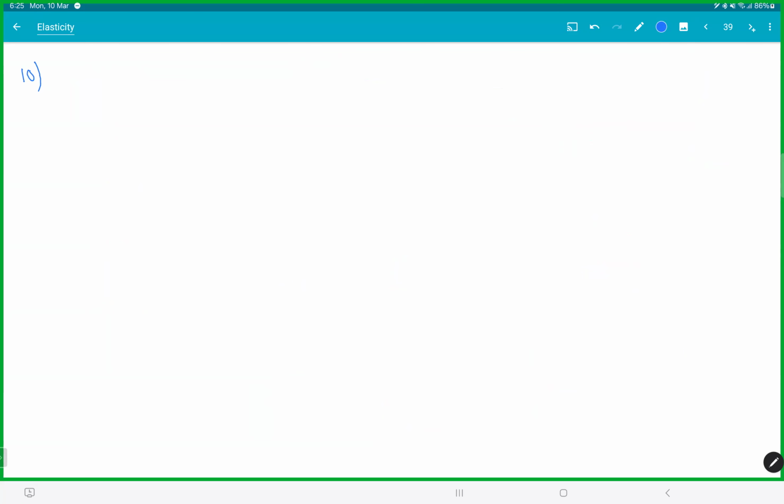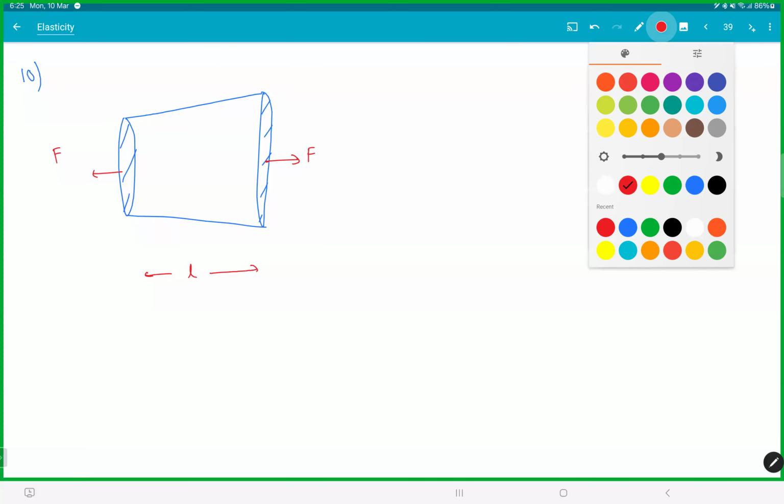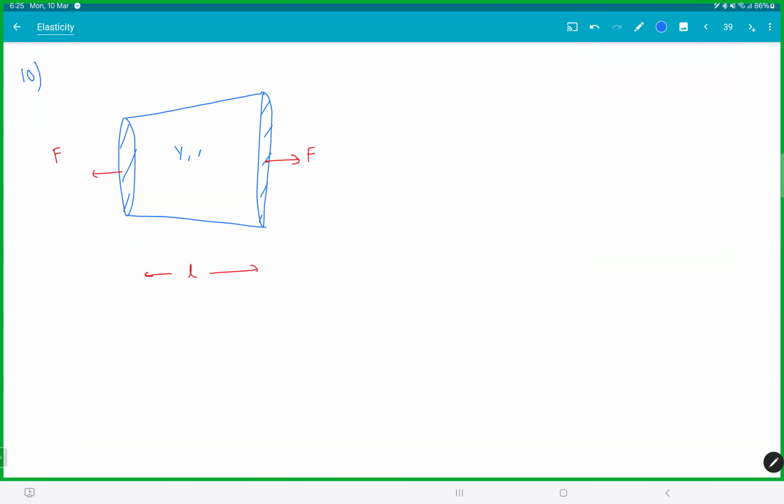This thing we have seen in heat transfer conductivity. If you remember, a truncated cone. So we have a truncated cone like this. You are applying a force F. This is length L. We have Young's modulus Y, and this radius is B, and this radius is A. And L must be much, much greater than B minus A. Find the elongation in the cone.